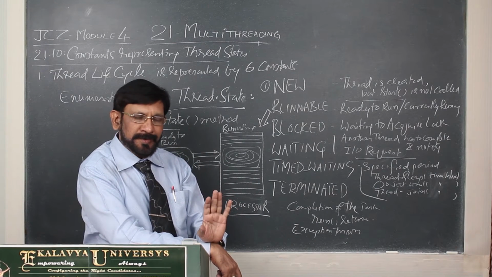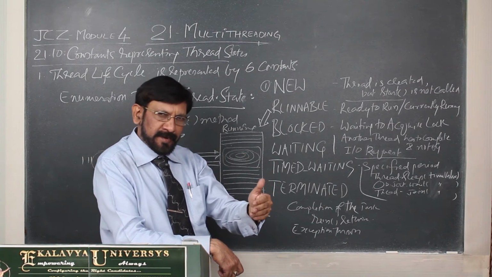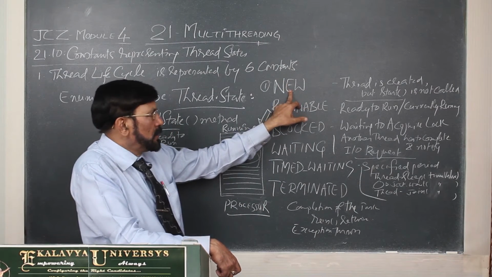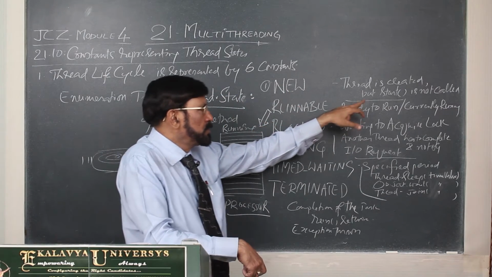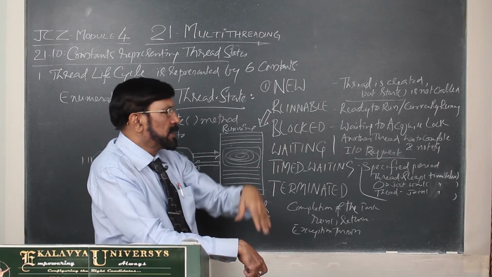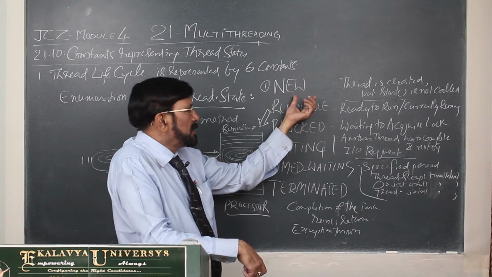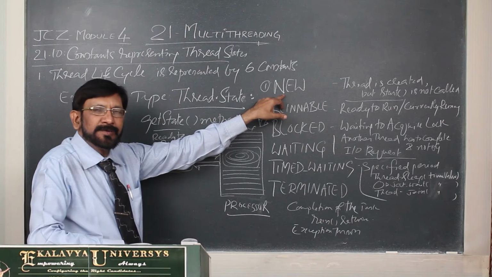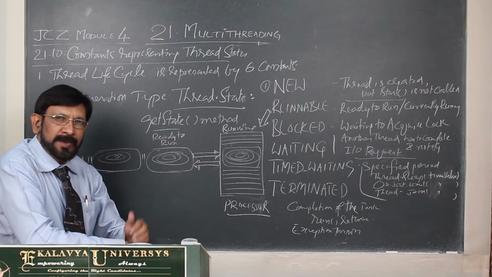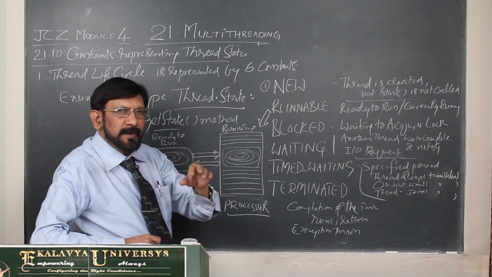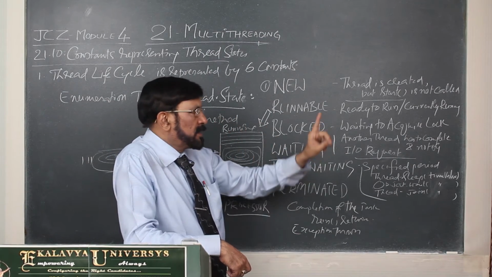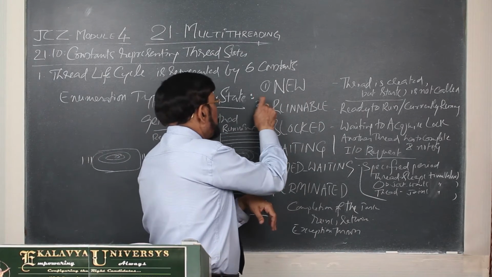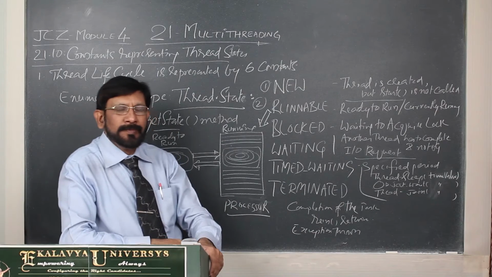If you want to test the current state of a particular thread in any program, you can experiment with that. If you use getState at that point, what you get is NEW. That means a thread is created, but its start method is not called via the thread object, that is the state. Second one, RUNNABLE.